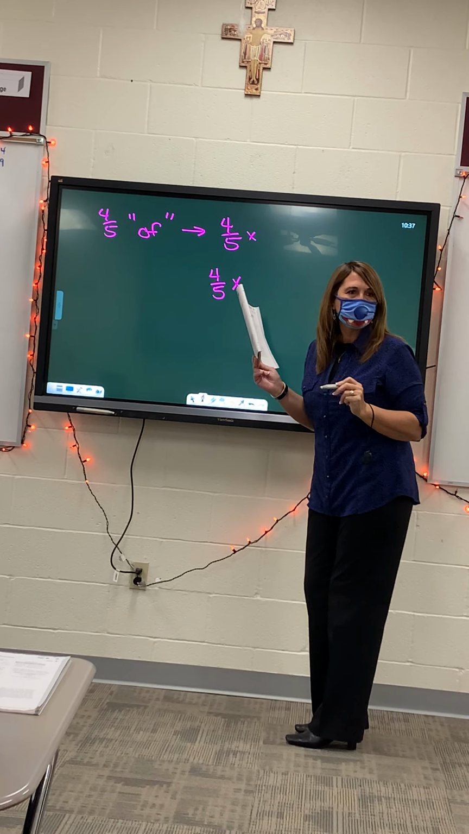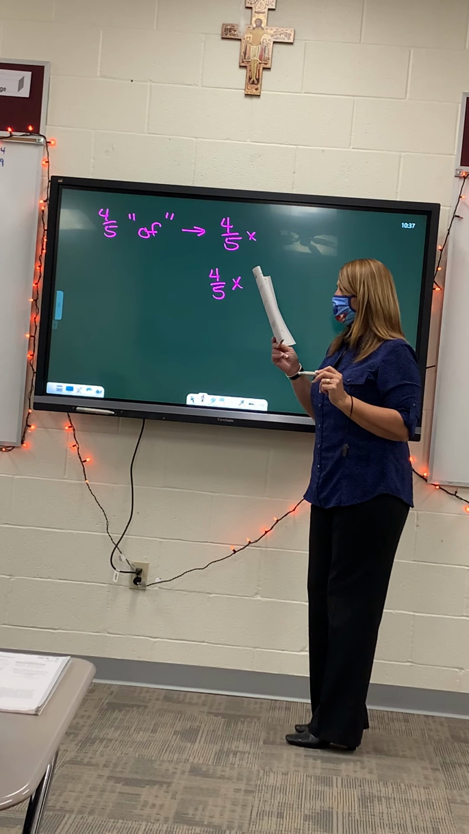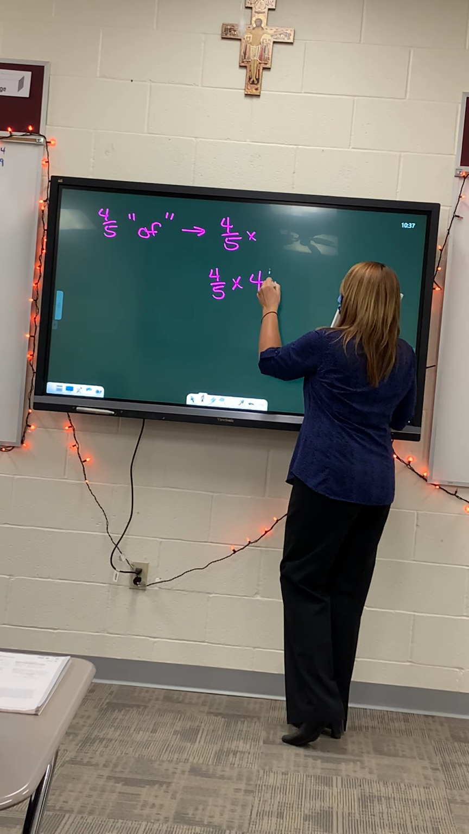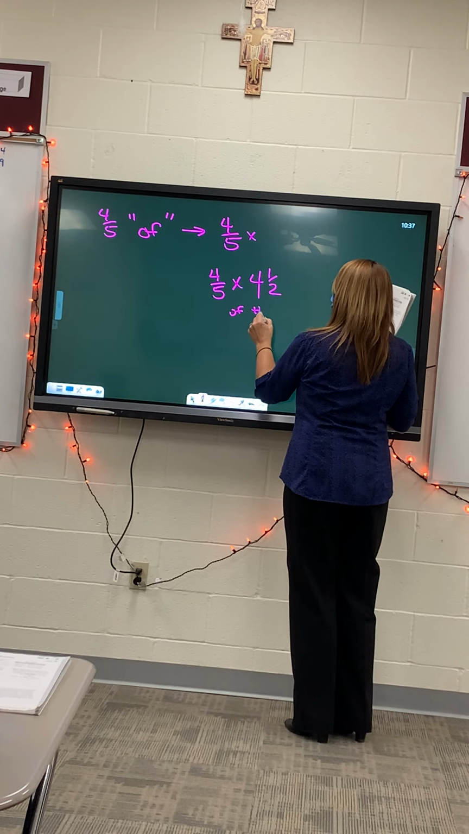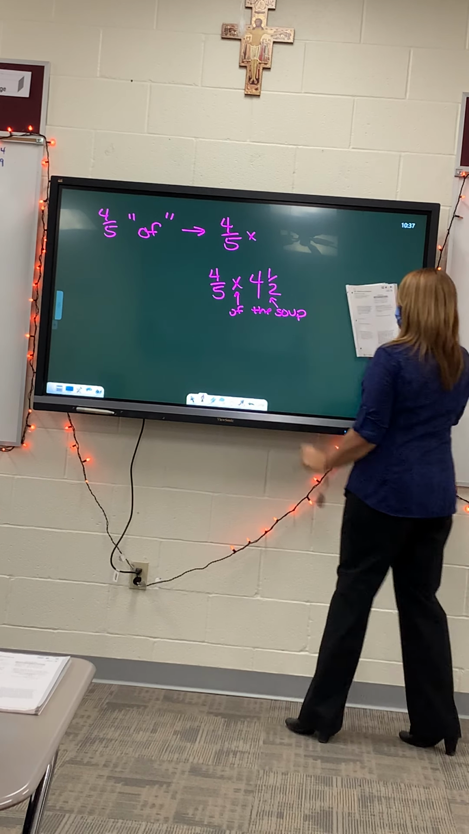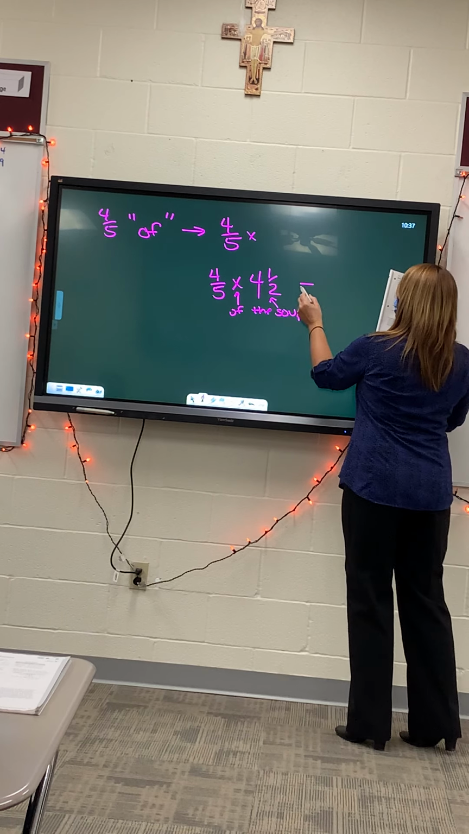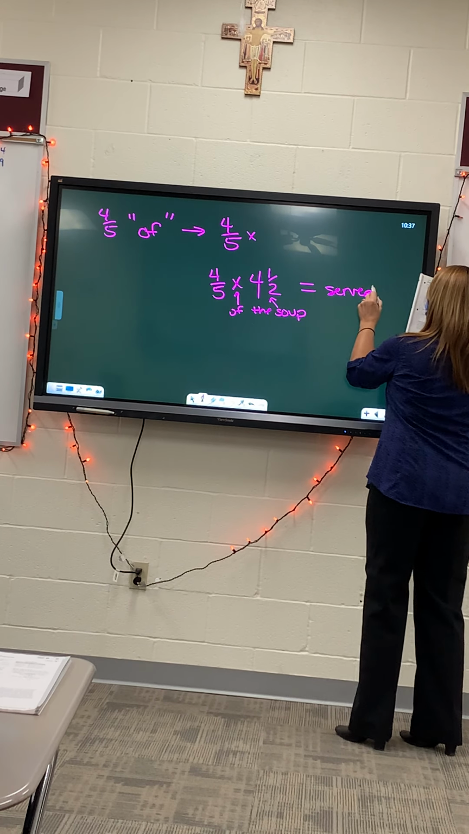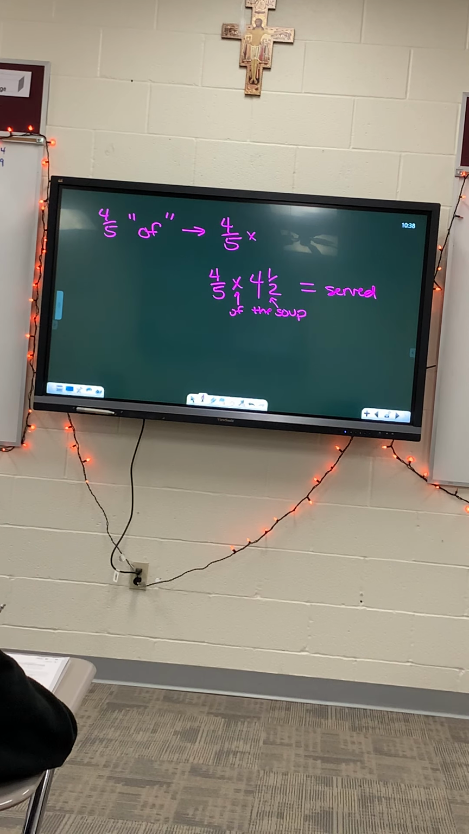So now knowing that, it says 4/5 of the soup. How much is the soup? 4.5 quarts. So it says 4/5 of the soup is what they served. Okay, we'll come back to that in a minute. So can you work that up for me? 4/5 of the soup.